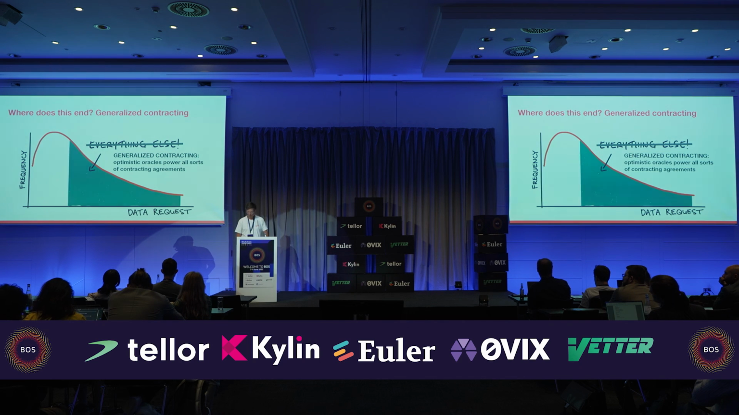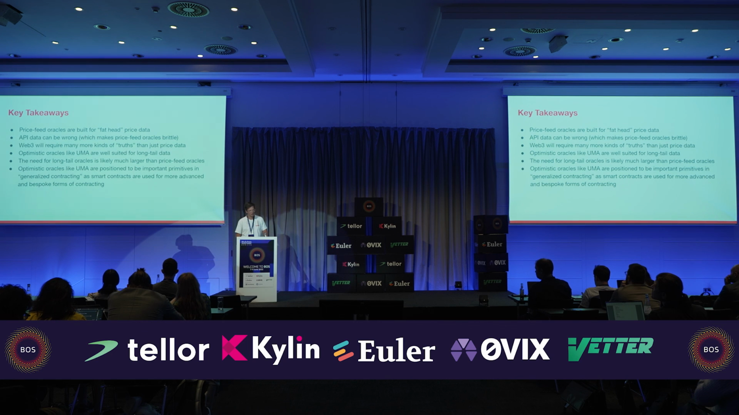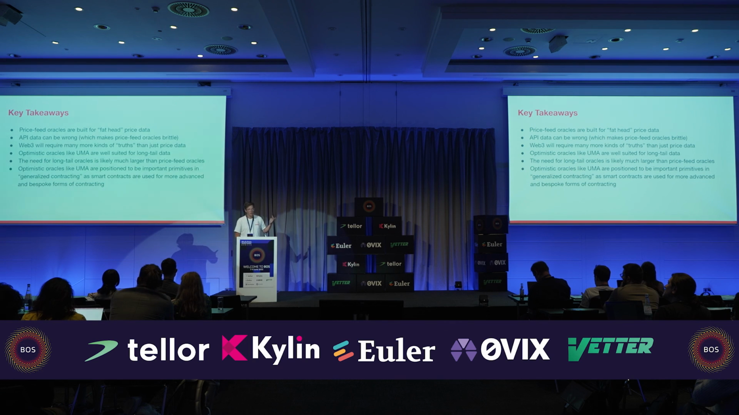So I think I'm about at time. My takeaways here, just to summarize this. Price feed oracles today, I think they're built for the fat head of price data. That's the top 50 cryptocurrency prices. I think we should be concerned that API data can be wrong, which can make some of these price feed oracles brittle. My view is that Web3 will require many more kinds of truths than just price data, and that optimistic oracles like UMA are well suited for this type of long-tail data.